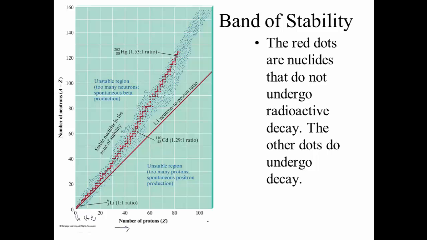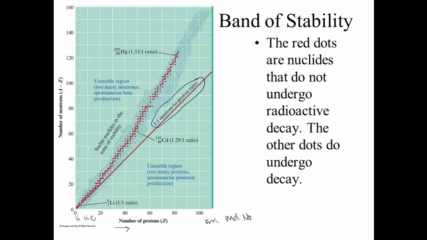And up here we come close to elements with 100 protons. So we're getting towards the bottom. Fermium, mendelevium, nobelium, and so on. So we see that, and also this line right here, this red line, is that 1-to-1 ideal ratio.